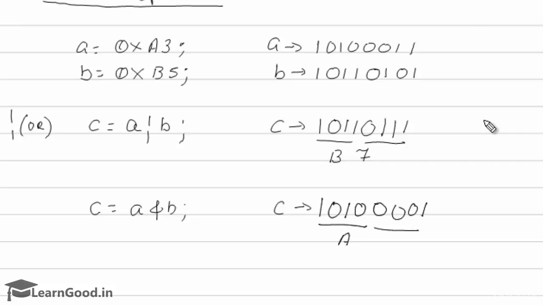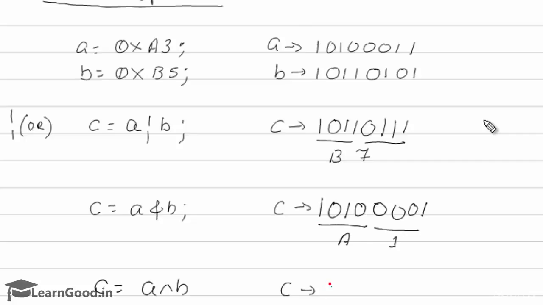This is going to be an A and this is going to be a 1. That means the final result is going to be A1. The same thing if I apply XOR, that is C equals A XOR B. In that case, as I told you, if both the inputs are the same, then the final result is going to be 0.